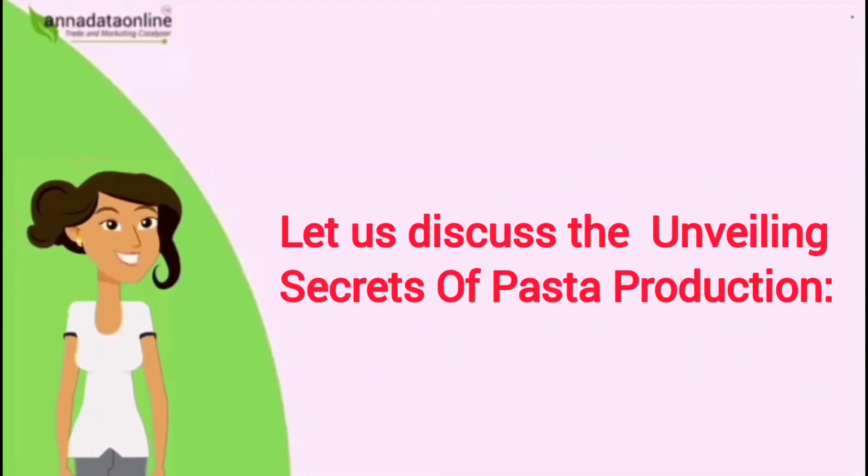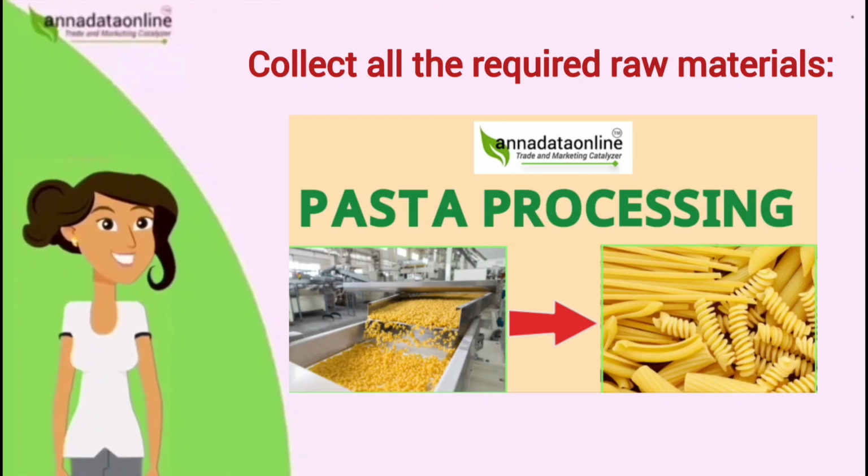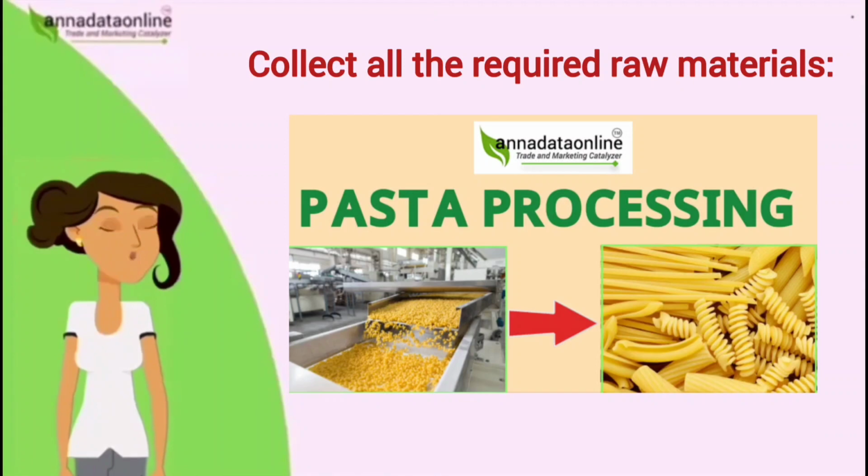Let us discuss unveiling the secrets of pasta production. The first step is to collect all the required raw materials. Collect the raw materials in an amount sufficient to initiate the manufacturing process. One should decide the type of pasta they are going to manufacture, the shape, and the number of ingredients. Milled wheat is mostly used in the manufacturing process of pasta. The most popular milled wheat products are semi-long and durum granular.